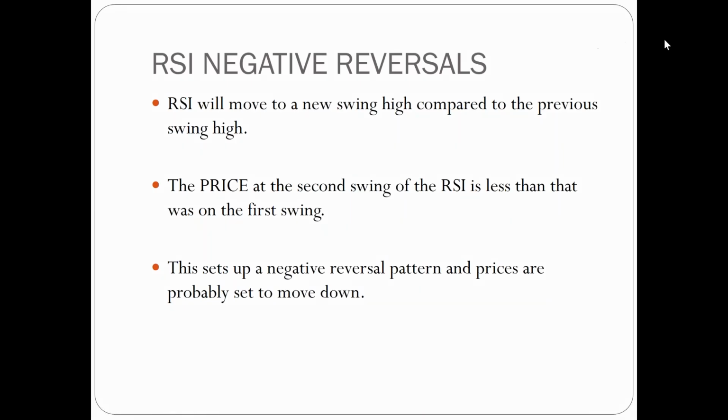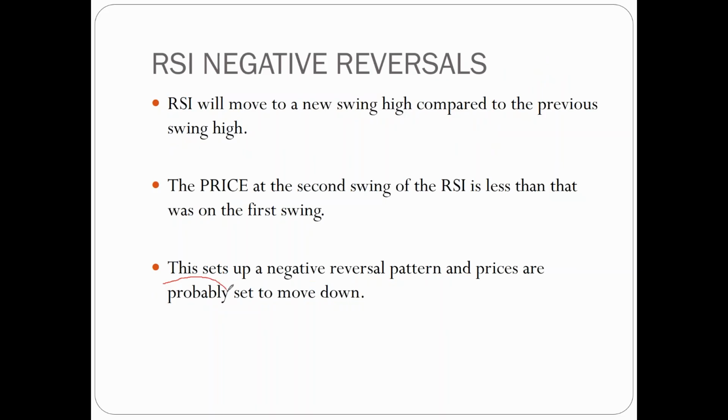So, negative reversal is just the opposite. The price at the second swing, RSI will move to a new swing high compared to the previous swing high. That means RSI has moved to a new swing high compared to the previous swing high. The price at the second swing of the RSI, this is the second swing of the RSI, is less than that of the first swing. So, here the price is 90 and here the price is 100. So, the second swing has a lower price. This is a negative reversal pattern, and prices are probably set to move down.